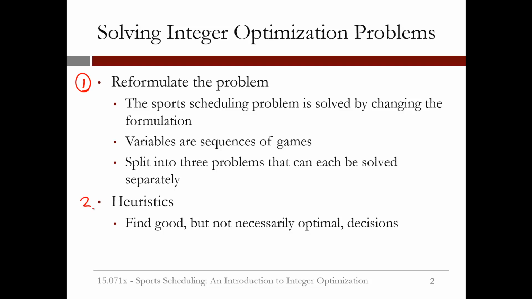Another trick that's often used is what's called heuristic methods. These methods find good, but not necessarily optimal, decisions. A good decision is sometimes accepted since the problem is so much easier to solve using the heuristic method.